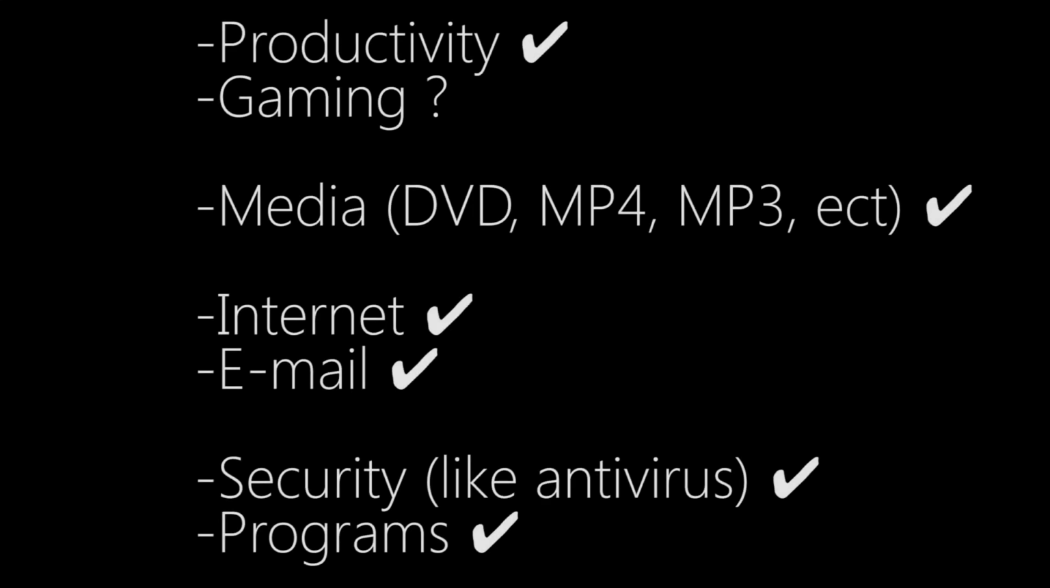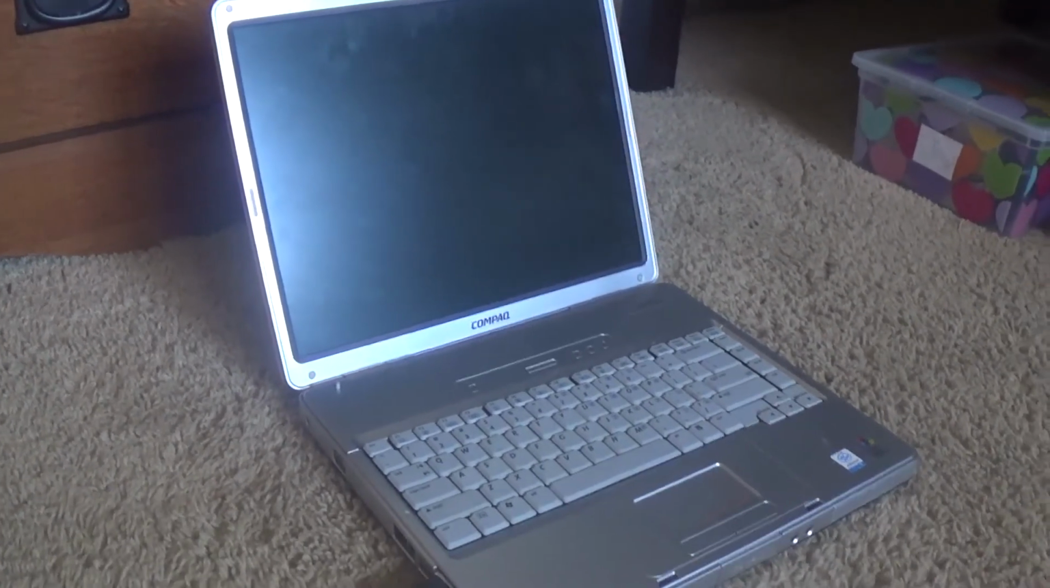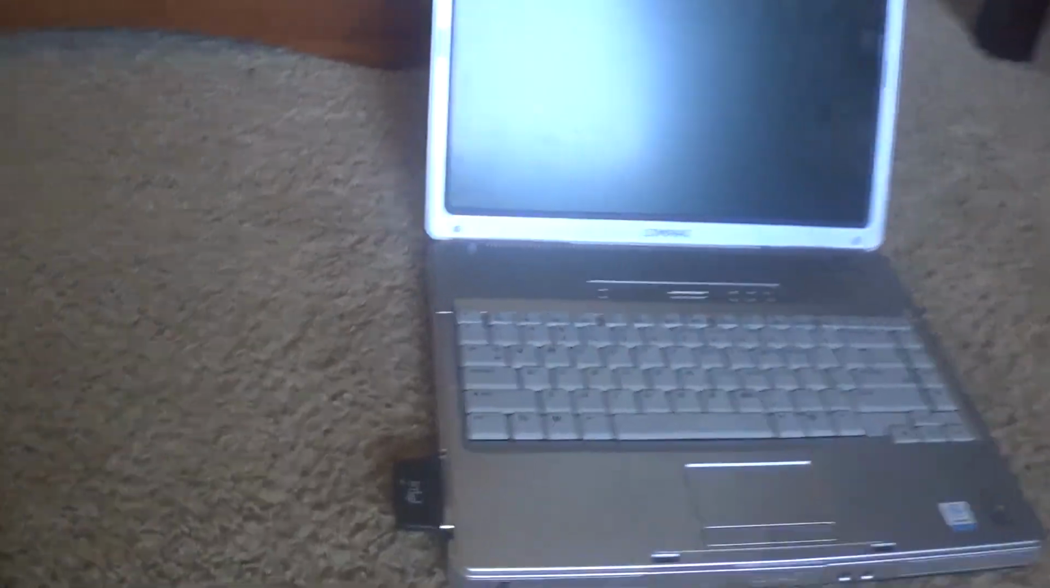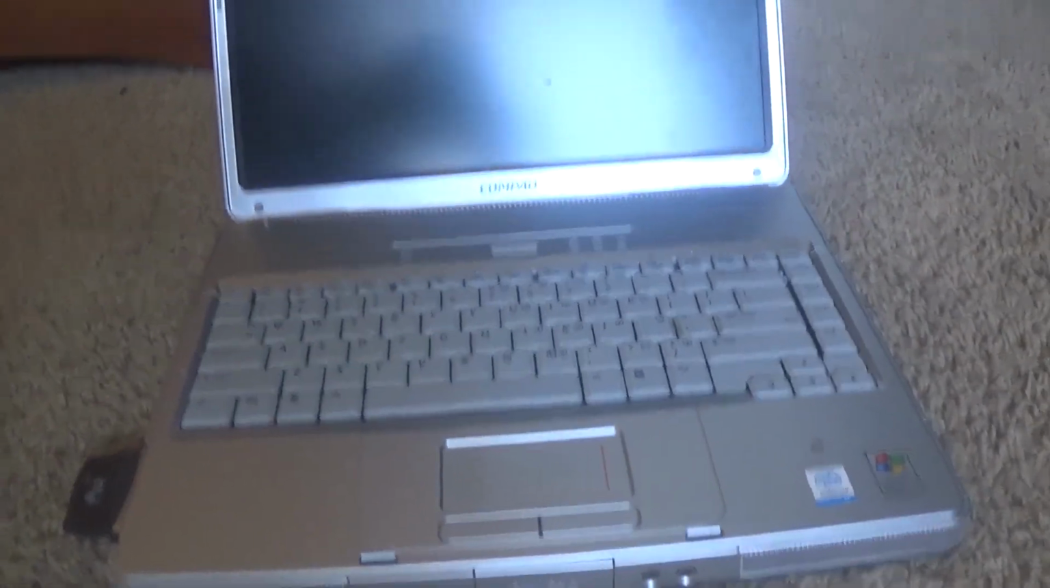I'm going to give programs a pass because they work fine on Windows 2000 in 2017. So there you have it. Windows 2000, a 17-year-old operating system, is perfectly usable in 2017.